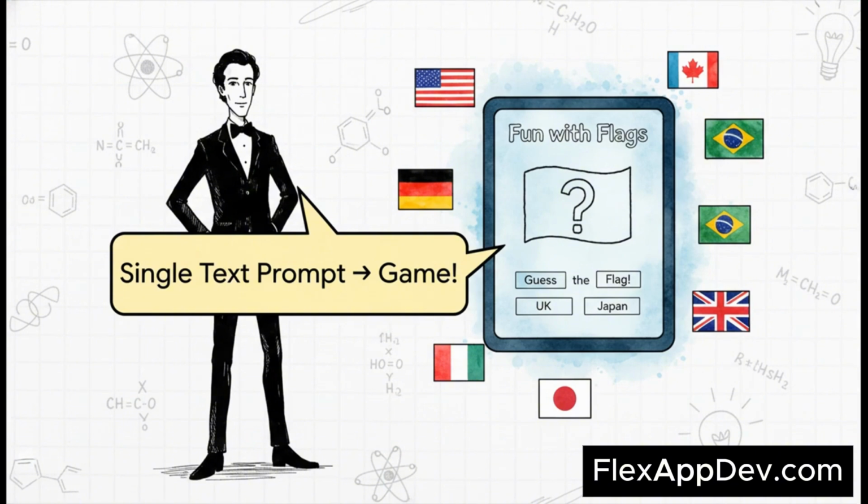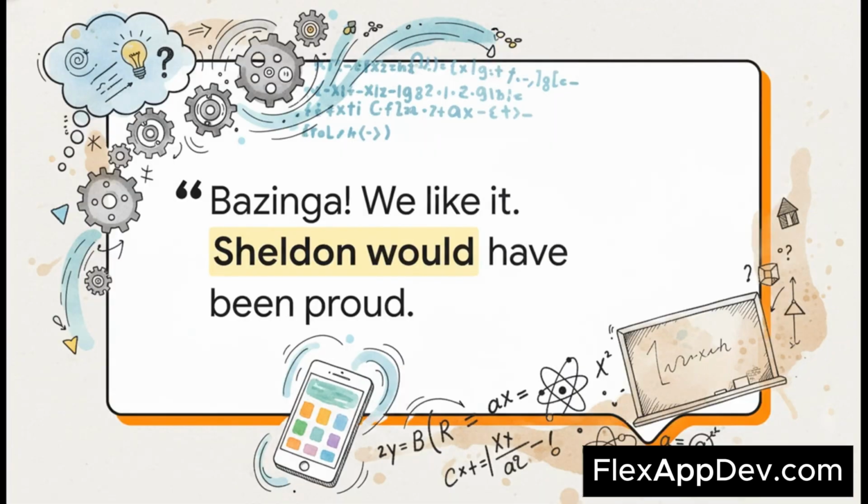We're gonna build a fun with flags guessing game. And the craziest part? We're not writing any code. We're just gonna give the AI a single, detailed text prompt that describes the game we want. This is where an idea can literally become an app. No programming degree required. And just like that, bazinga.